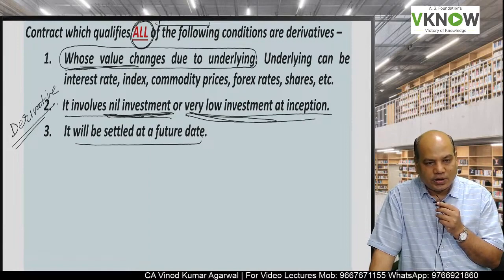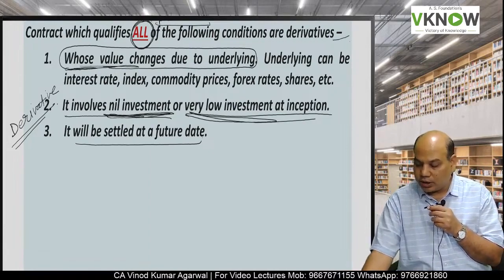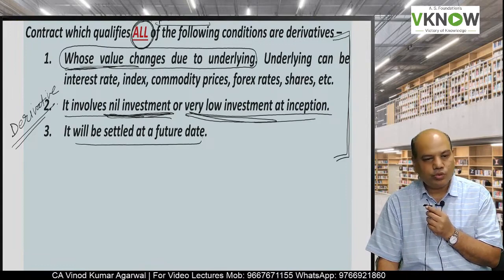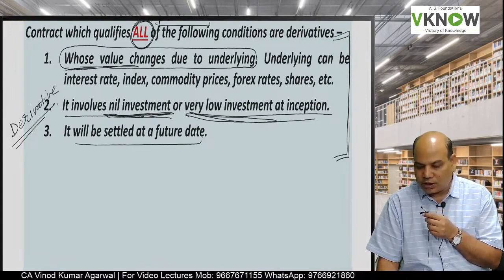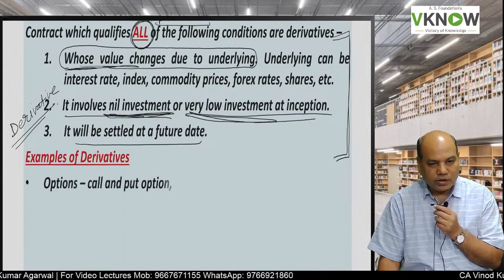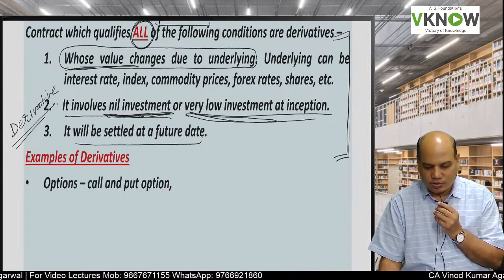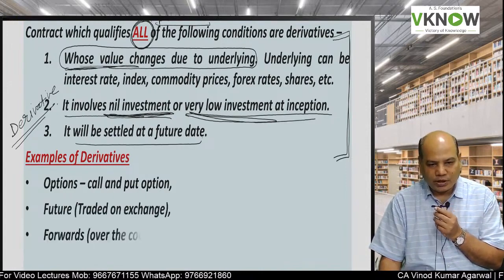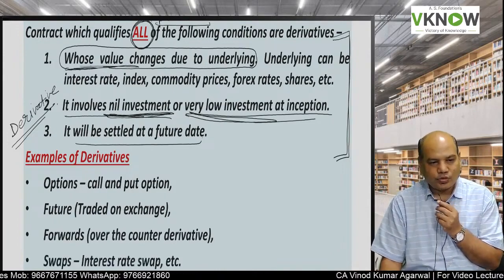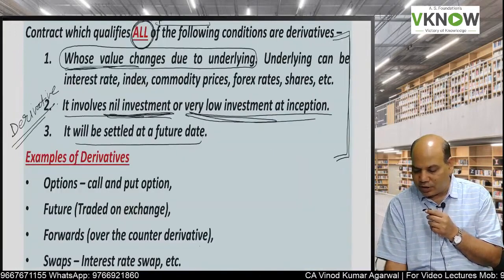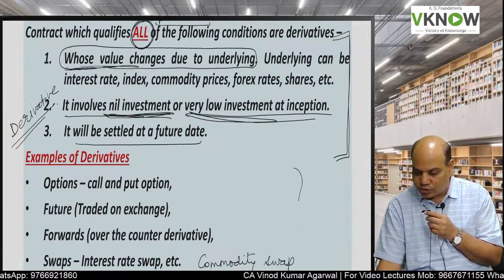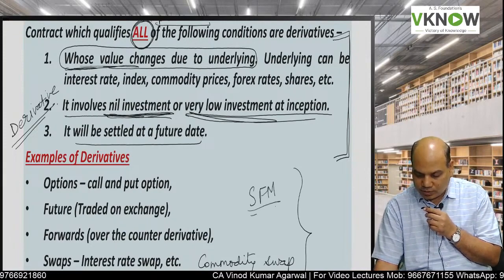So when all three conditions are satisfied, then it is a derivative contract as per the standard on financial instruments. I'll repeat: its value will change due to a change in the value of the underlying, it will be settled at a future date, and it requires either zero investment or very low investment. Examples of derivatives from your SFM syllabus: options, calls, puts and futures, which are traded on exchange; forward contracts, which are over-the-counter derivatives; and swap contracts, for example interest rate swaps and commodity swaps. Sir, what are these items? You will study this in your SFM syllabus.